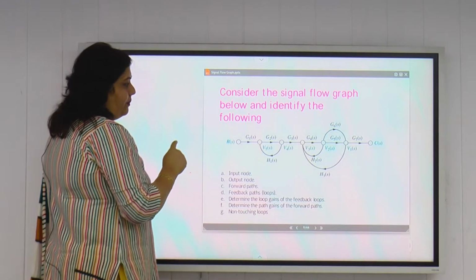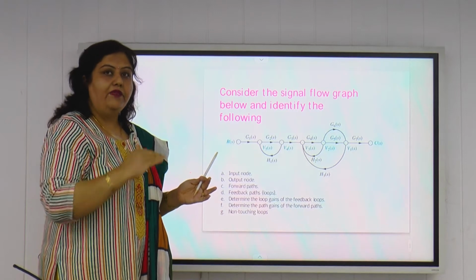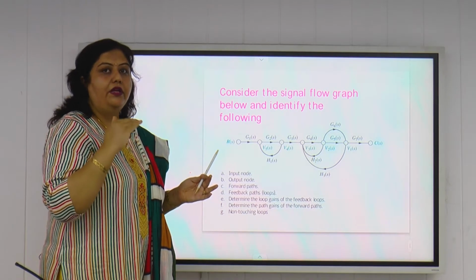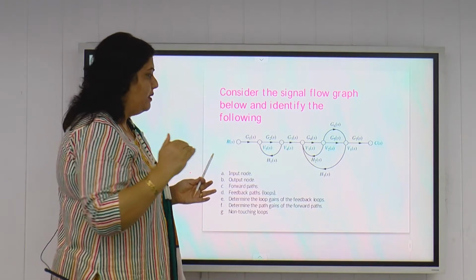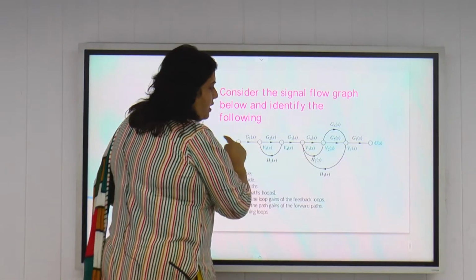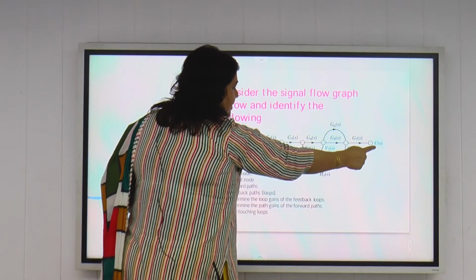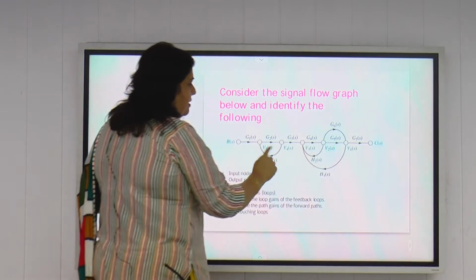Then we identify the number of forward paths in this. Forward paths, the condition will remain the same: while traversing a forward path, no node should be encountered more than once in the way. So if we start from input, we directly go to output using this path. So start from RS, then must reach CS. This is the forward path.